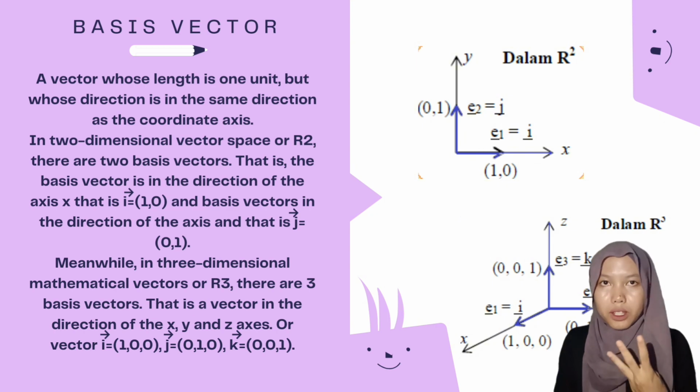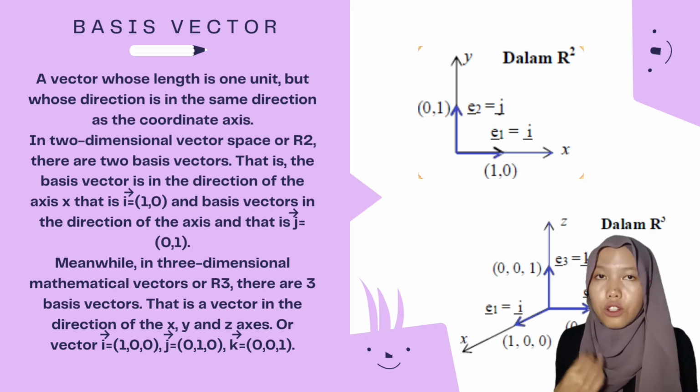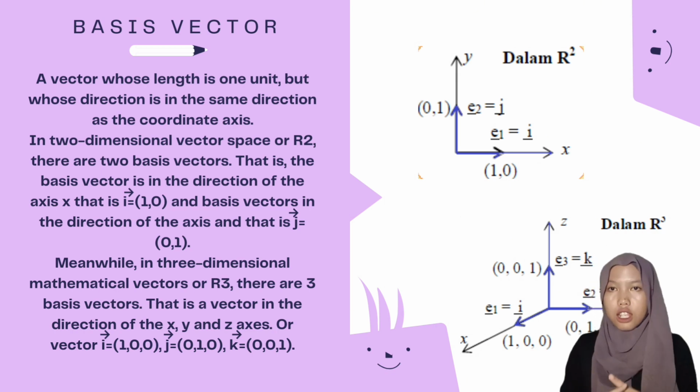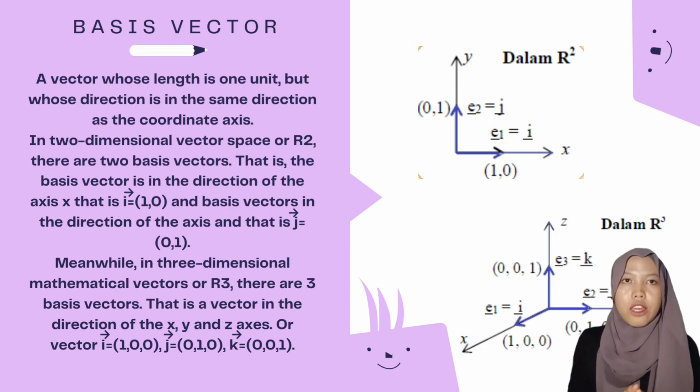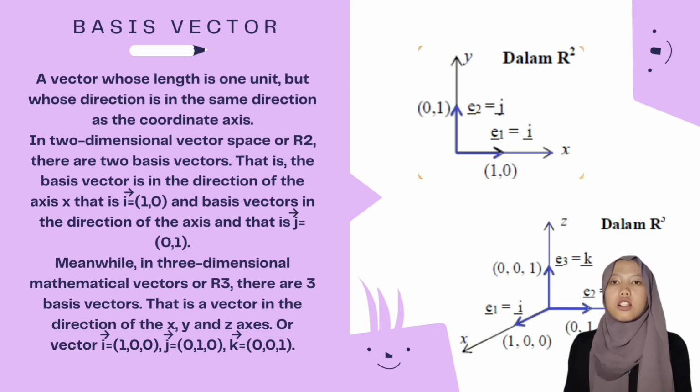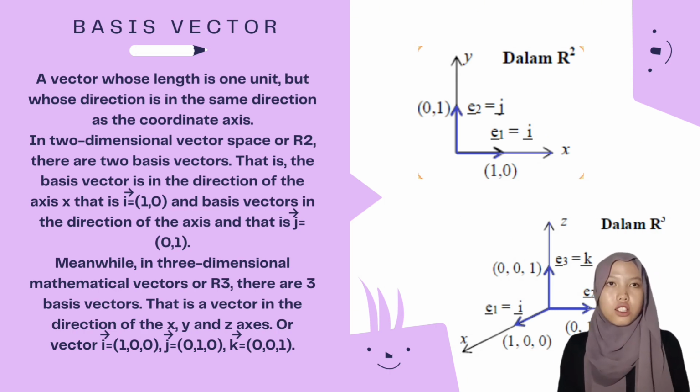Meanwhile, in three-dimensional vector space, or R3, there are three basis vectors. That is, the vectors in the direction of the x, y, and z axes, or vectors i equals (1, 0, 0), j equals (0, 1, 0), and k equals (0, 0, 1). As you can see in this picture, in this R3.